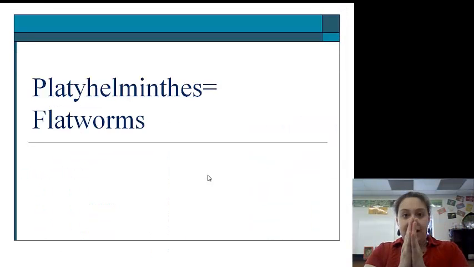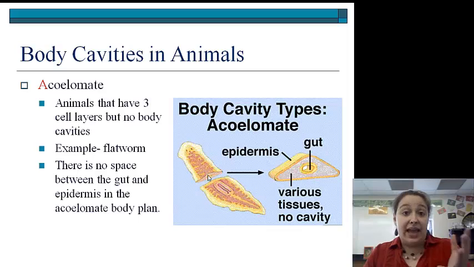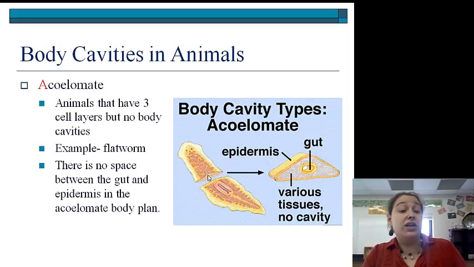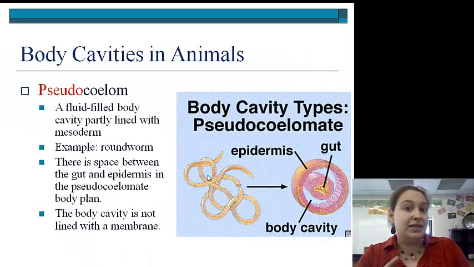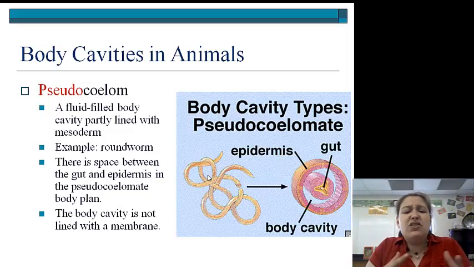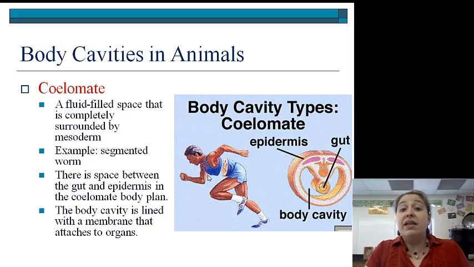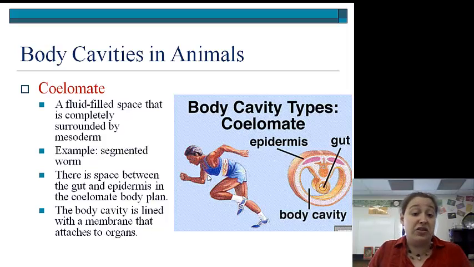Platyhelminthes, or flatworms. Well, we're talking about flatworms, so let's talk about real quick body cavity. Acoelomate, A means not or without, coelomate means open cavity. So acoelomates have no space between their gut and their epidermis, no body cavity. Pseudocoelomates, pseudo meaning false, have a false cavity. There is a space, but it's not the normal body plan. Then we have our coelomates that do have a specialized body cavity between their gut and their epidermis.